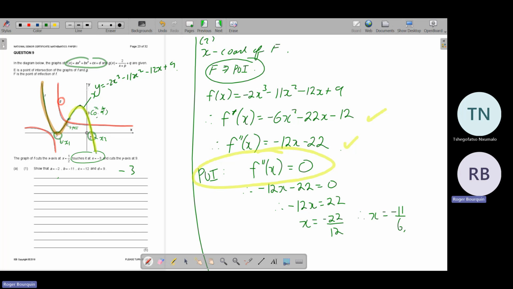Next question. Wait. What about y? What did the question say? It says determine the x coordinate. They don't ask you for the y coordinate. Don't predict the question, read the question. Will they mark me down? No, exactly.